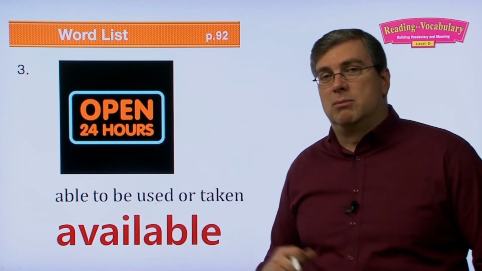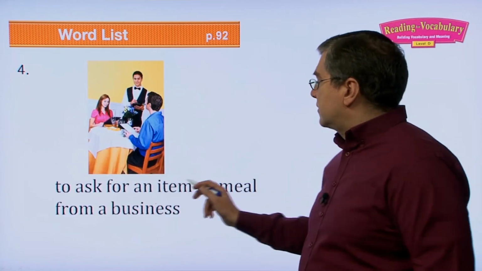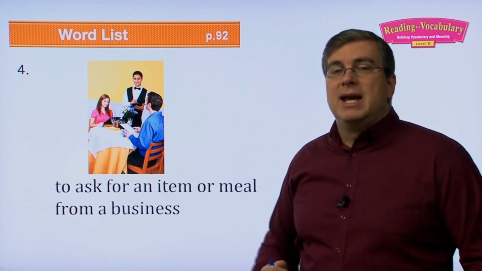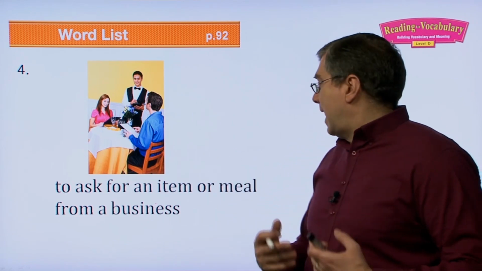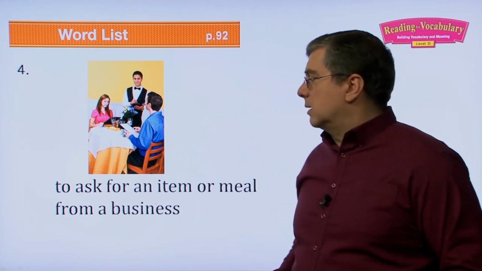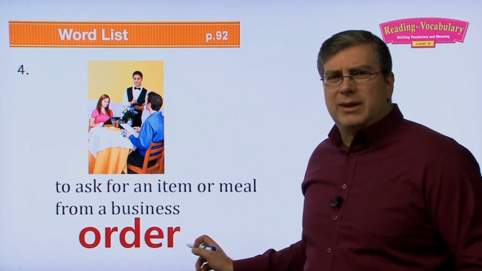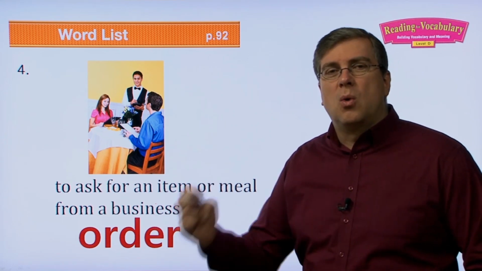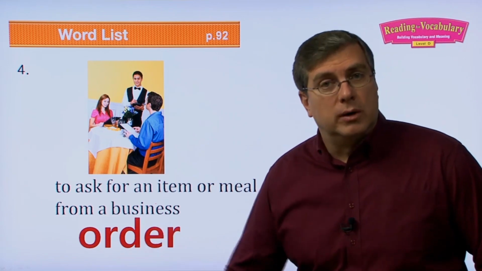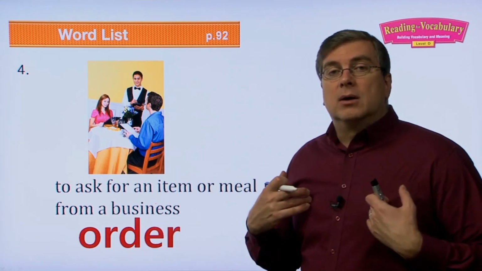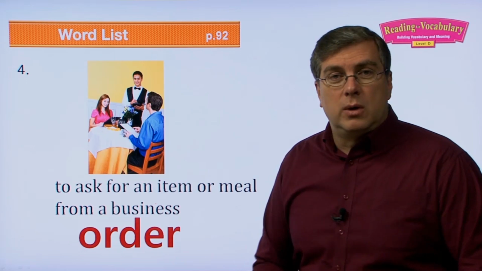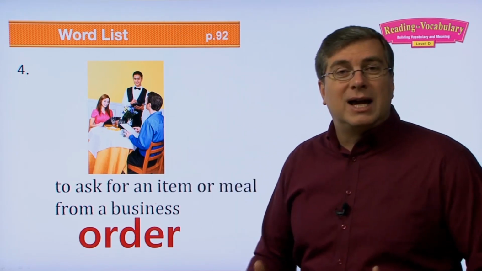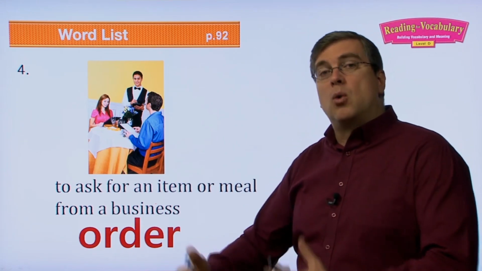It is available. Next one, to ask for an item or meal from a business. When you go to the restaurant and you ask for an item or you ask for a meal, right? What are you doing? It's called an order. I think you say in Korean, jumun haesseoyo? Have you ordered? Would you like to order? Or if I'm a waiter, right, I say to the customer, would you like to order? Are you ready to order now? If I'm the customer, I say, excuse me, I would like to order now. This is my order, okay?